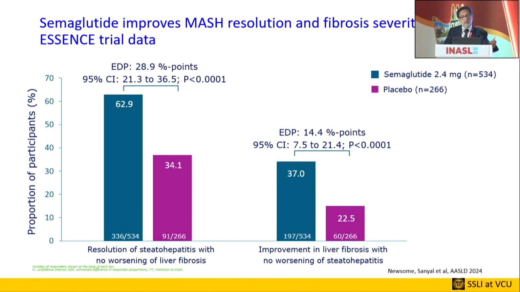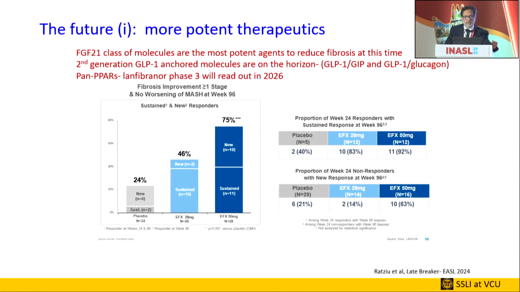Most recently now is the ESSENCE data with semaglutide, which is a GLP-1, and it shows 62% NASH resolution, almost a doubling of the placebo-corrected response, and again, a 15% placebo-corrected improvement in fibrosis. This drug is likely to get approved in the next few months in the US, and of course, it has been established to show benefit for cardiovascular, diabetes, kidney, and sleep apnea, and several other things.